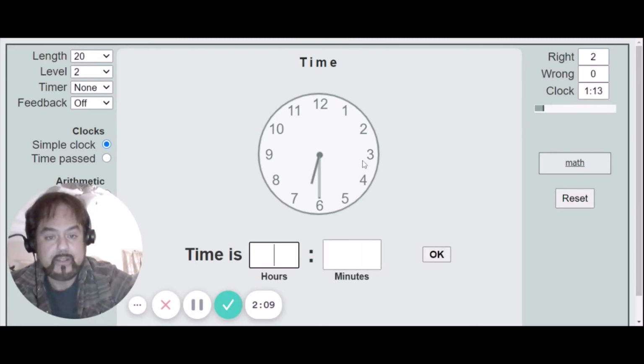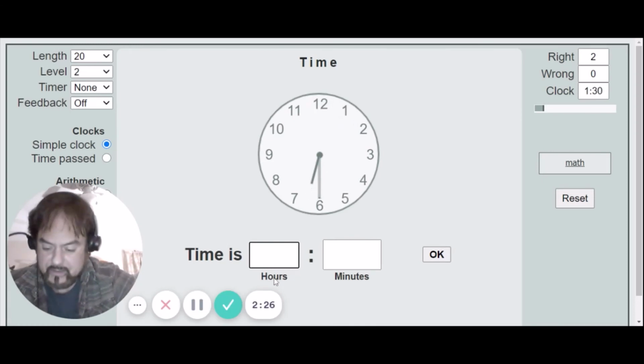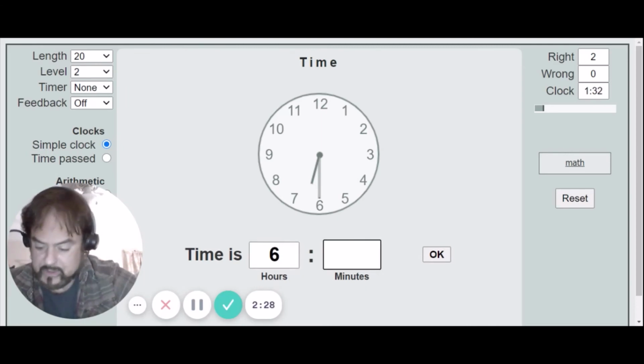All right. The hour hand's a little bit past the 6. It's between the 6 and the 7. Again, the minute hand is all the way down to the 6, which means 30 minutes past 6. So that would be 6:30.